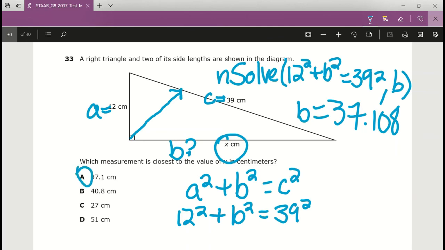The other ones are not even close. So that's how you do that. I would start off by writing down the Pythagorean theorem formula and then drawing your arrow from the right angle that points to the hypotenuse, C.